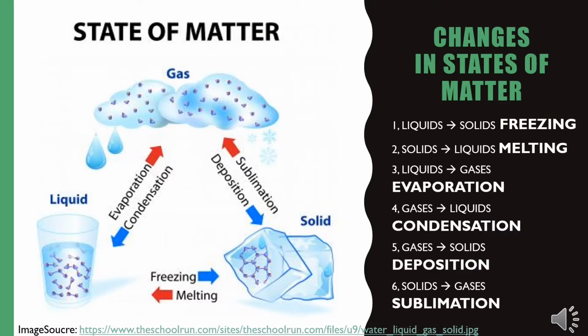States of matter can change in 6 different ways. Earlier in your schooling career, you would have learned 3 ways: freezing, melting, and evaporation. But there are 3 more that we're going to discuss. It is called condensation, sublimation, and deposition.